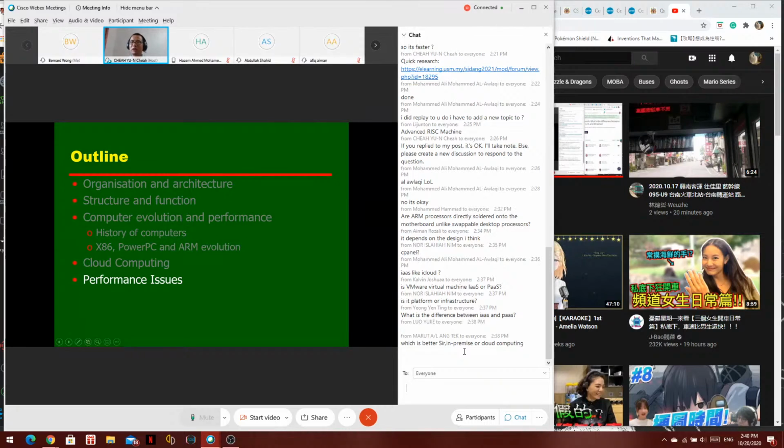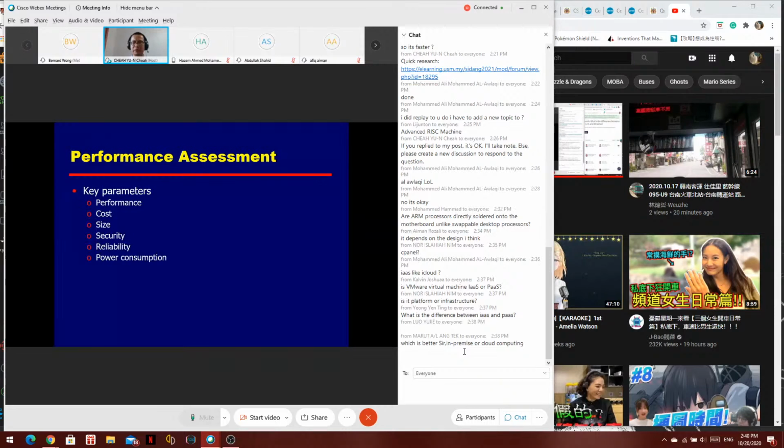Okay. The last section I will also breeze through very quickly, but I will highlight certain things that are more important, and certain things that are just useful for knowledge only, so don't worry so much about them. Performance issues basically talk about some numbers, metrics, and measurements to know how fast the machine is processing. In terms of performance assessment, we talk about cost, size, speed, power consumption, and reliability.